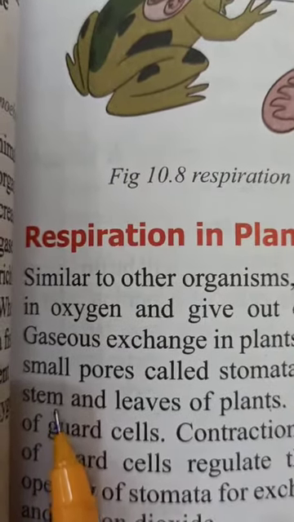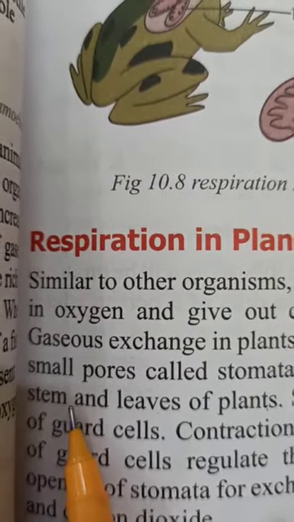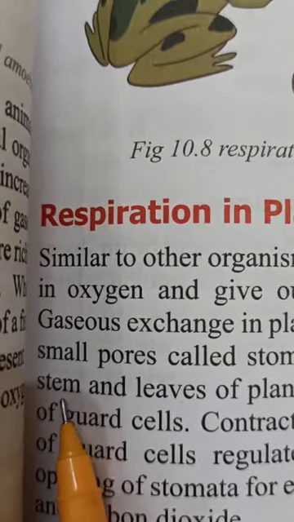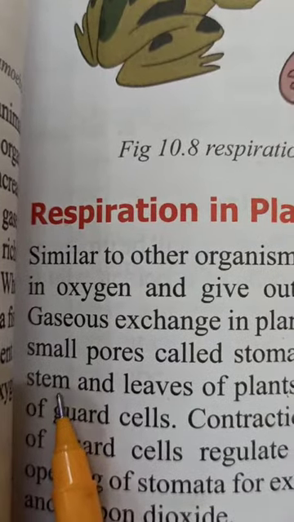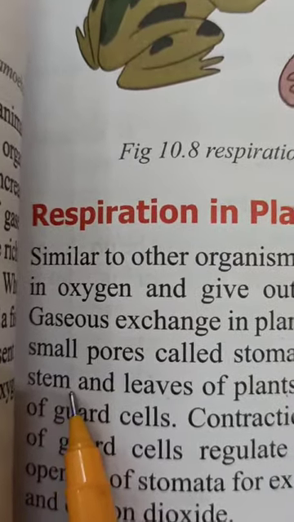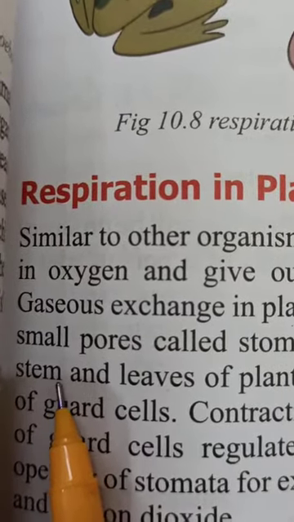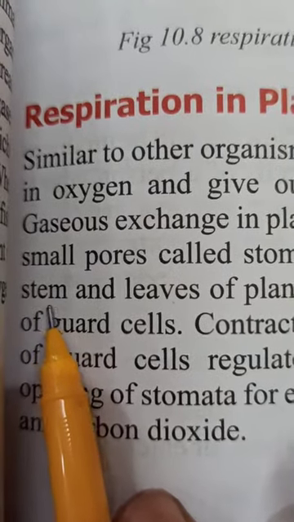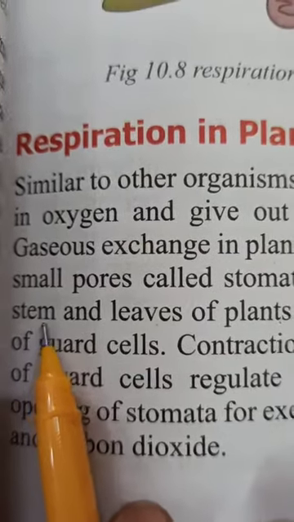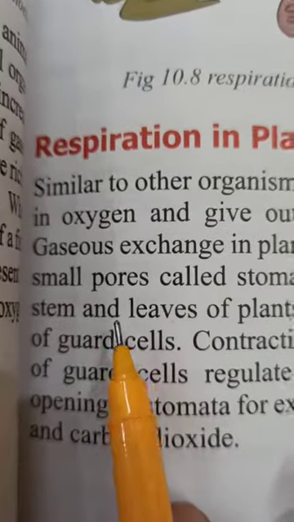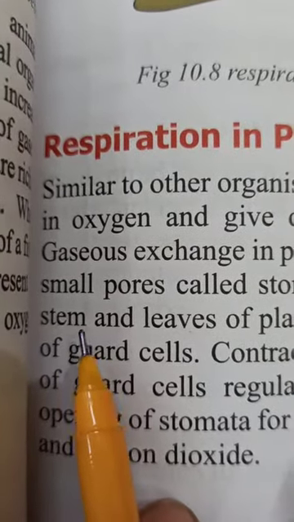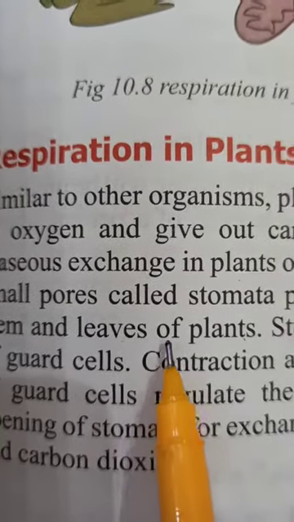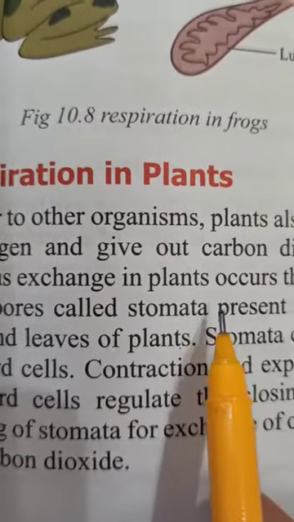Here, for the stem, we can consider only the stem part which is fleshy, fresh, green and soft. Because dry stem, which is called trunk, or which is brown in color, doesn't have stomata on it. Only the green parts of the stem and all the leaves have stomata present on them.